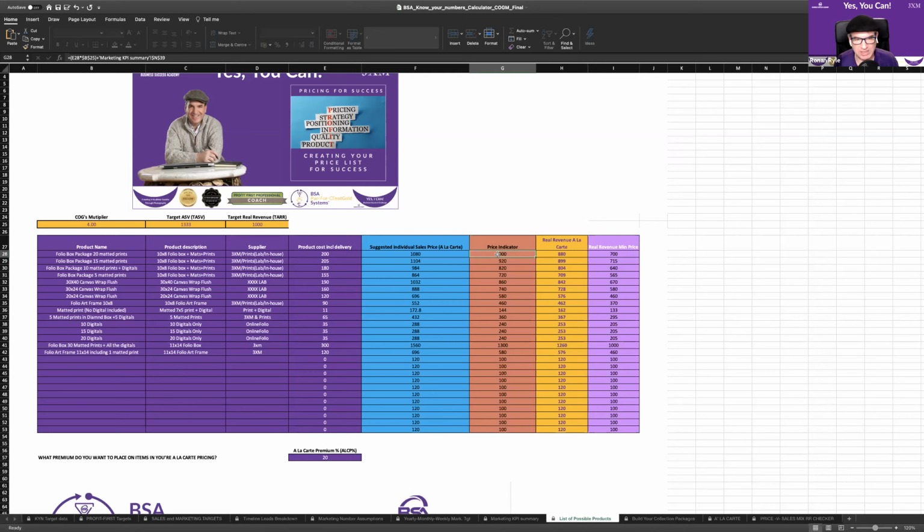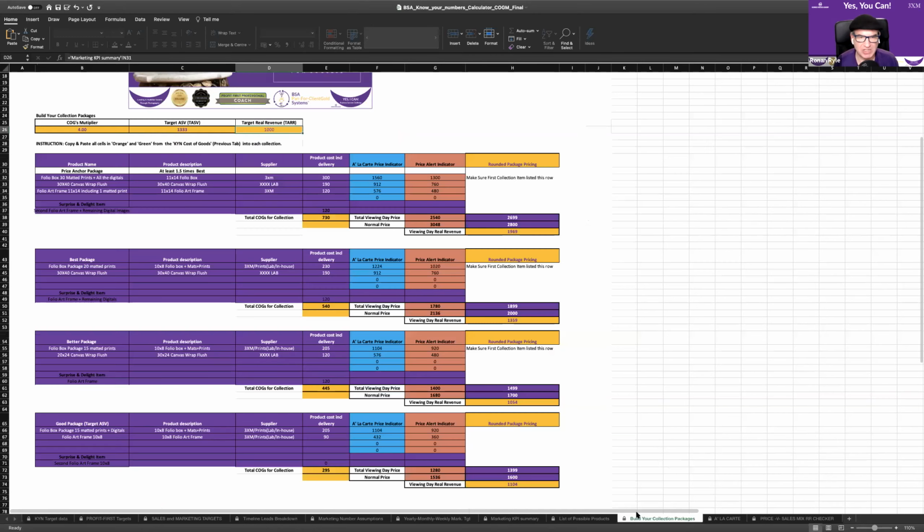Then what it's doing is taking this price and calculating, with a 20% markup, what the suggested a la carte pricing is going to be. That's also calculating my margin figures. So don't get too hung up on this just yet. Just list all your products out. And the next step then is to build your collection packages.